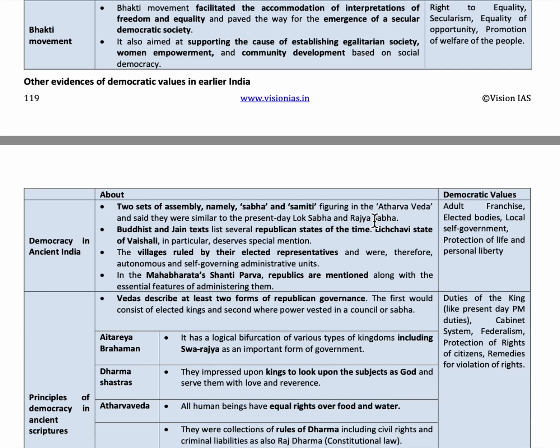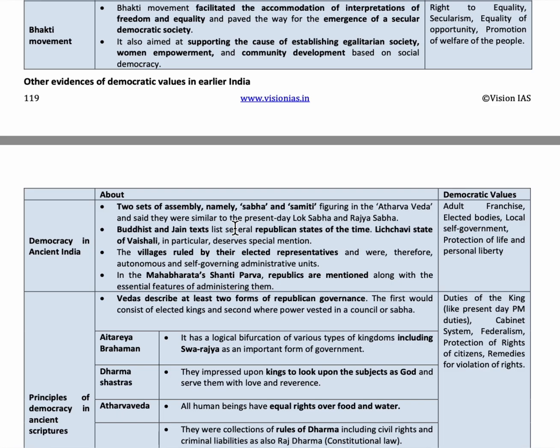Next is the Atharva Veda. This Veda tells about the Sabha and Samiti, the two forms of assemblies mentioned, which also represent today's Lok Sabha and Rajya Sabha. Next, Buddhist and Jain texts tell about the republic Lichchavi states, which is a form of independent or republic state. Next, in the Mahabharata also, republics or republic areas are mentioned. In the Aitareya Brahmana, the word Swarajya is mentioned. In the Dharma Shastras also, respect and care for the people is specially mentioned.